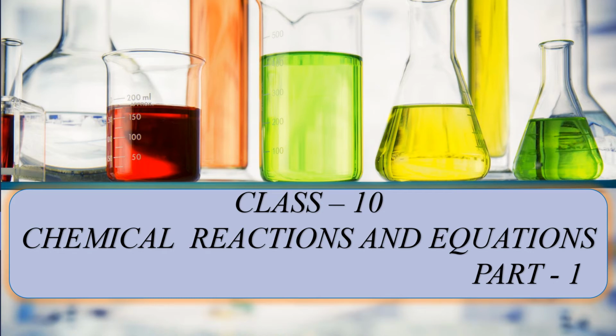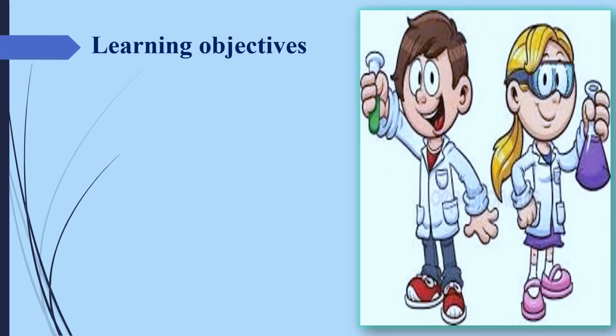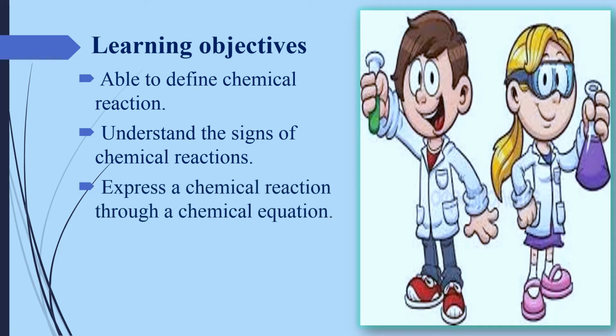Today we are going to start with our first chemistry chapter, which is chemical reactions and equations. In this part of the lesson, you will be able to define a chemical reaction, understand the science which helps to determine whether a chemical reaction has taken place, and express a chemical reaction through a chemical equation.